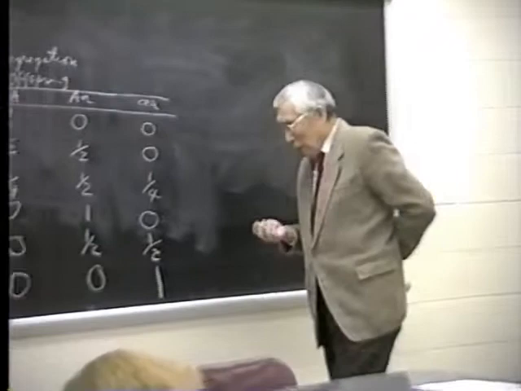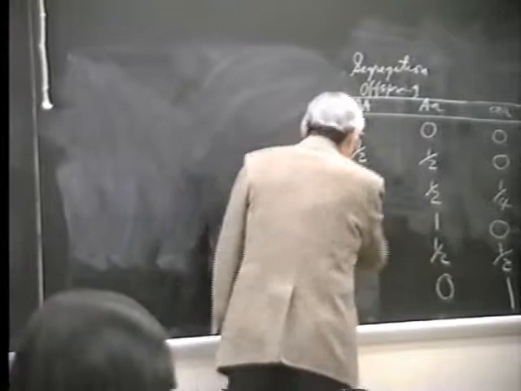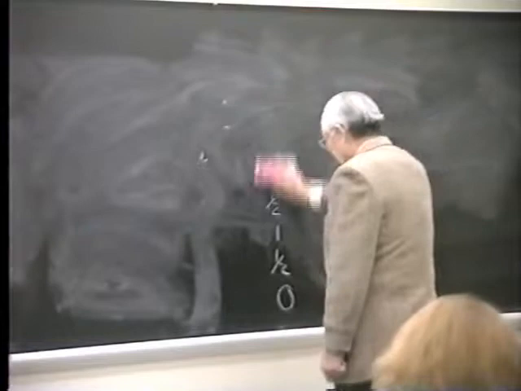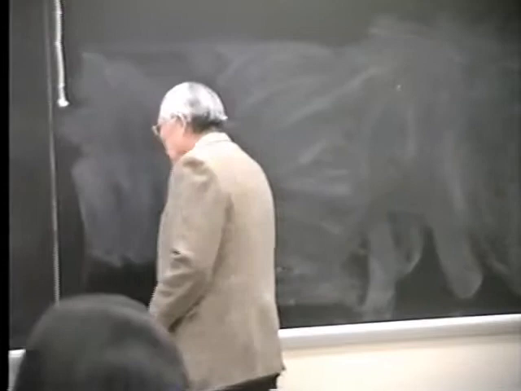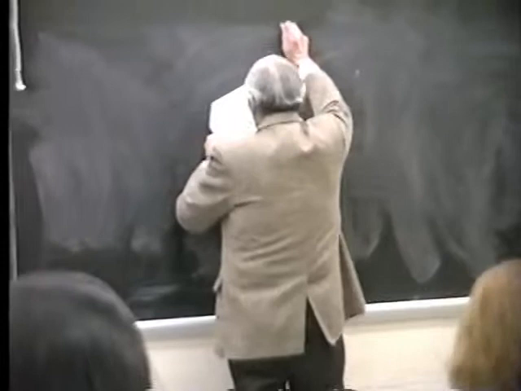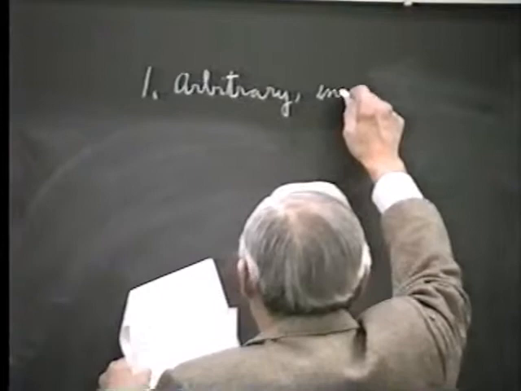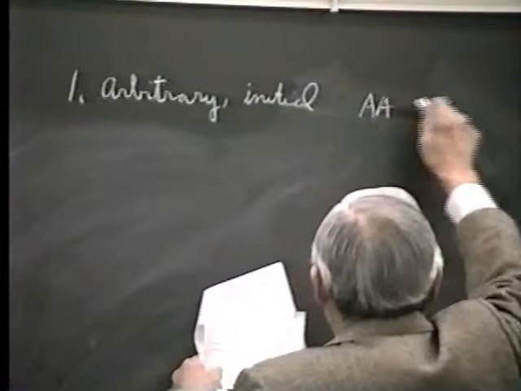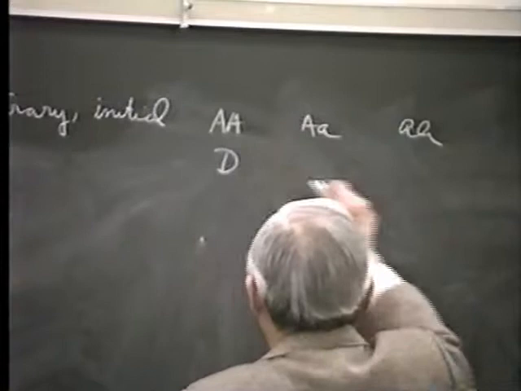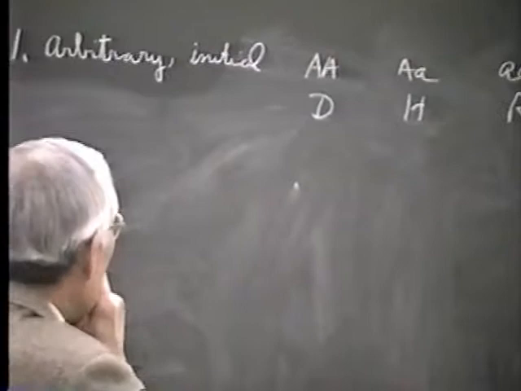Now, we will begin to develop the Hardy-Weinberg law. The Hardy-Weinberg law involves six steps. I will do it slowly. First step. An arbitrary population, that means an initial population. Call this D, call this R, and call this H.